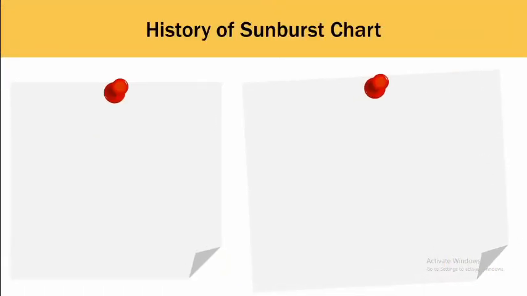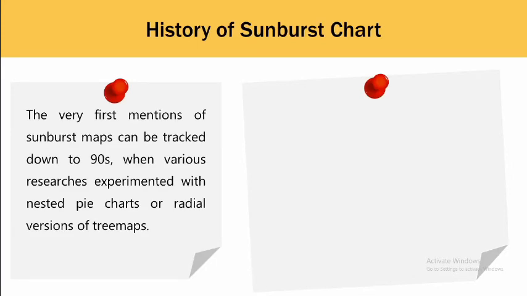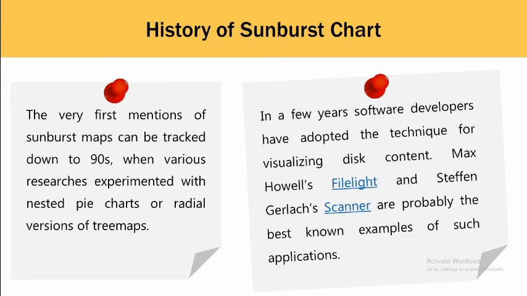The history of sunburst chart. The very first mentions of sunburst maps can be tracked down to the 90s, when various researchers experimented with nested pie charts or radial versions of tree maps. Hence, in a few years, software developers have adopted the technique for visualization of this content. Max Howell's PyLite and Stephen Gerlach's scanner are probably the best known examples of such applications. It was proven in this era that Sunburst chart was very useful in presenting informations.